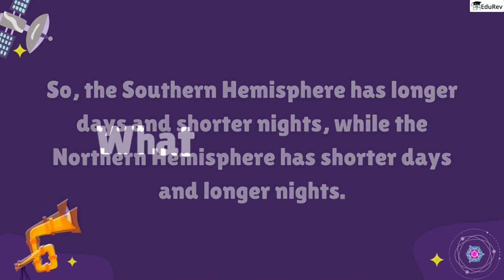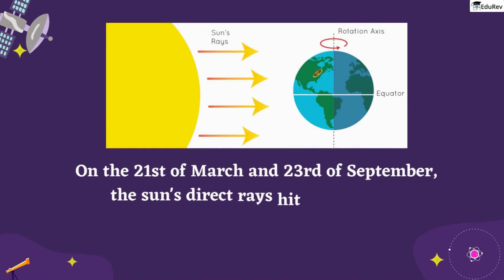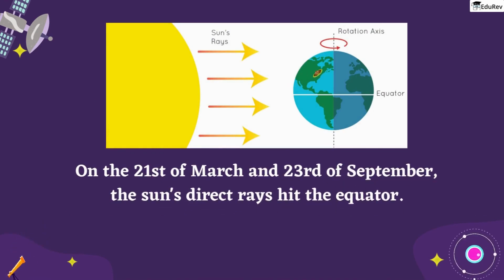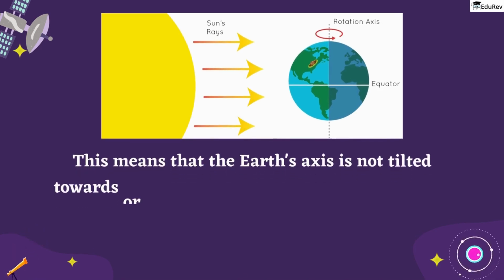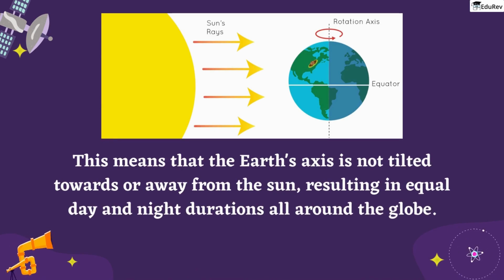But what is equinox? On the 21st of March and 23rd of September, the sun's direct rays hit the equator. This means that the Earth's axis is not tilted towards or away from the sun, resulting in equal day and night durations all around the globe. This is known as an equinox.